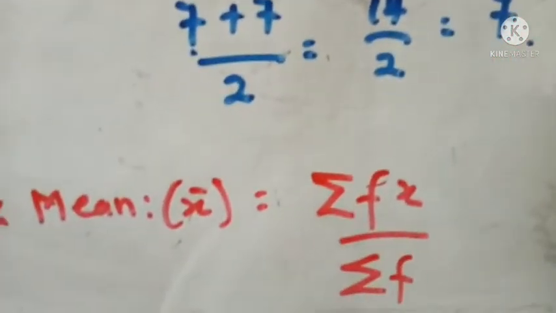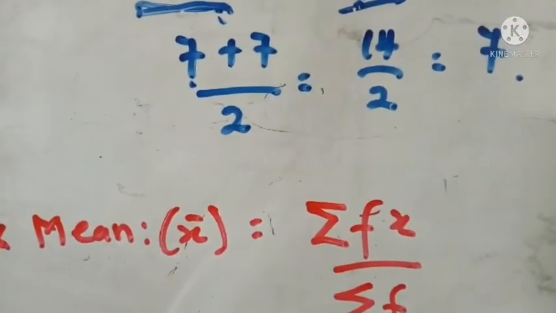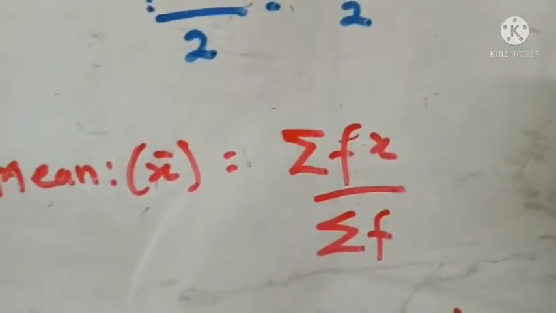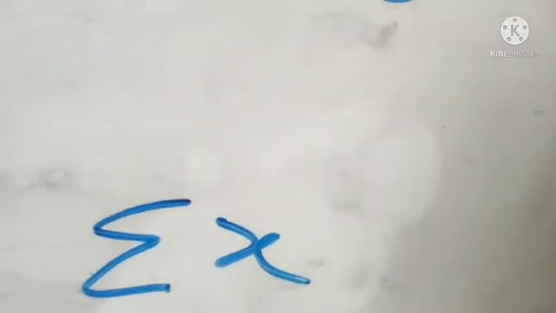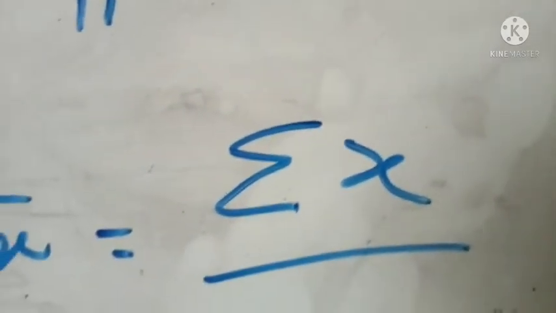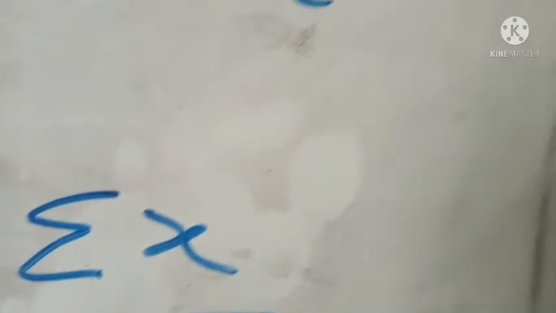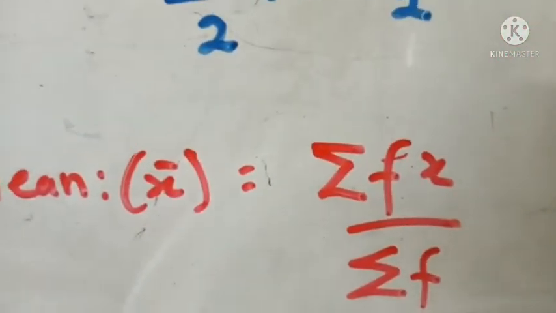So what about the mean mark? Looking at the mean mark, this is grouped data. As in the case of a set of numbers, we are using the summation of x divided by n, right? So this is equal to the mean. This is the symbol of the mean. So we should add all the x, all the set of the numbers, and then we divide that by the number of outcomes.